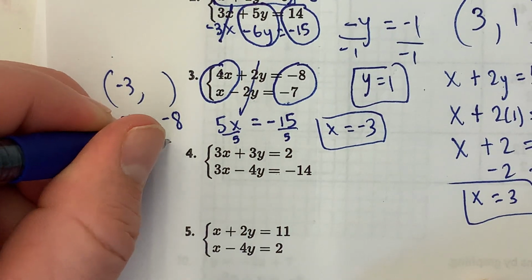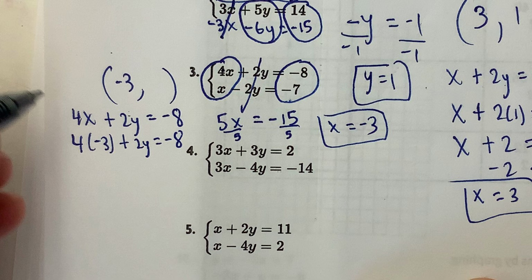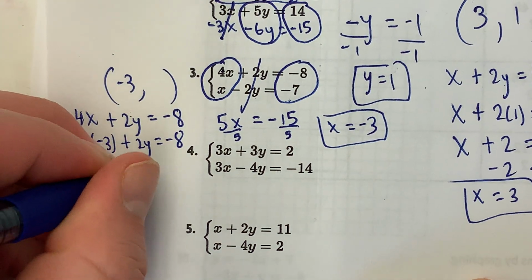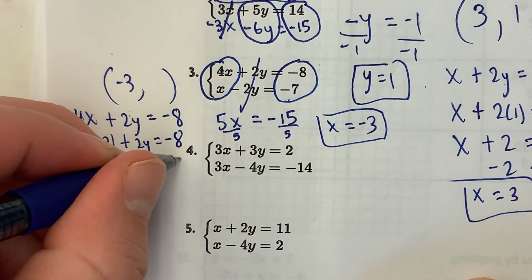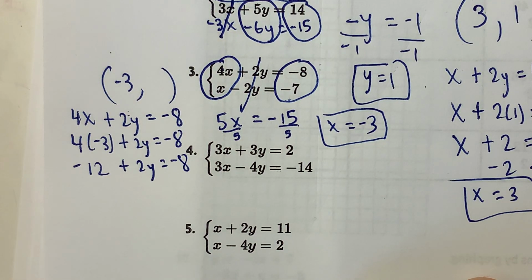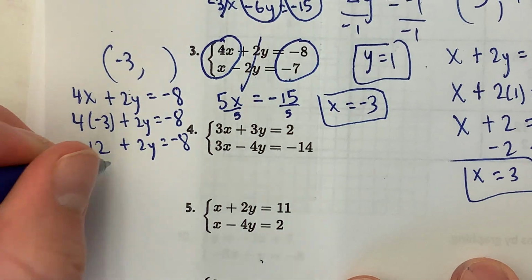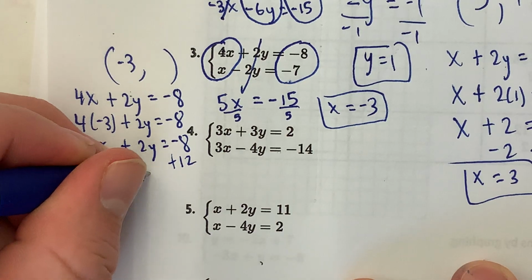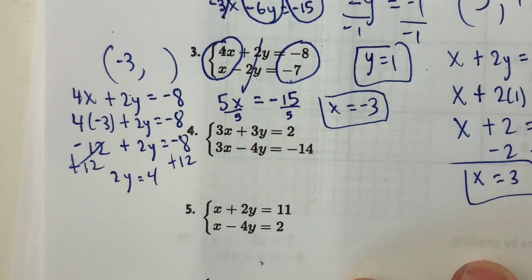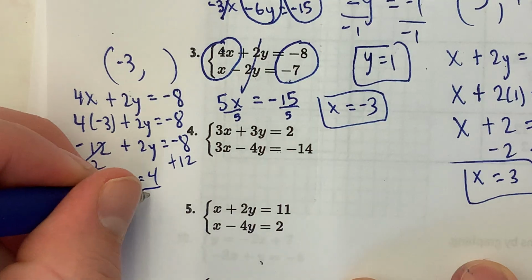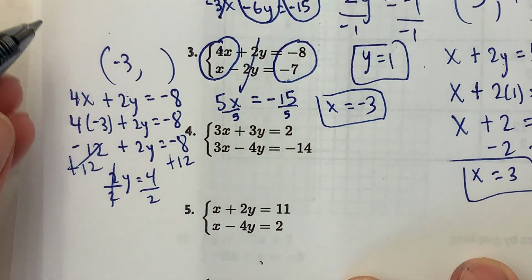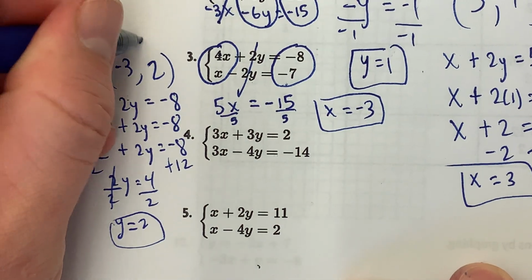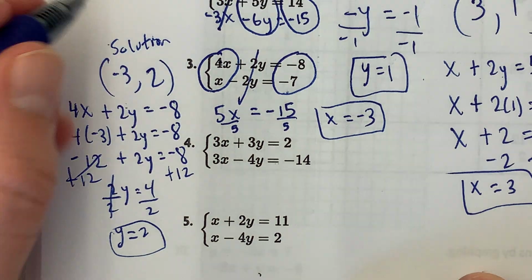And make sure you don't plug it into the wrong letter, okay? So 4 times negative 3 is negative 12. And now I'm going to add 12 to both sides. And I have 2y equals 4, because negative 8 plus 12 is 4. Divide both sides by 2, and I have 2. Y is 2. Go back here, write the answer. There's my solution. Done.